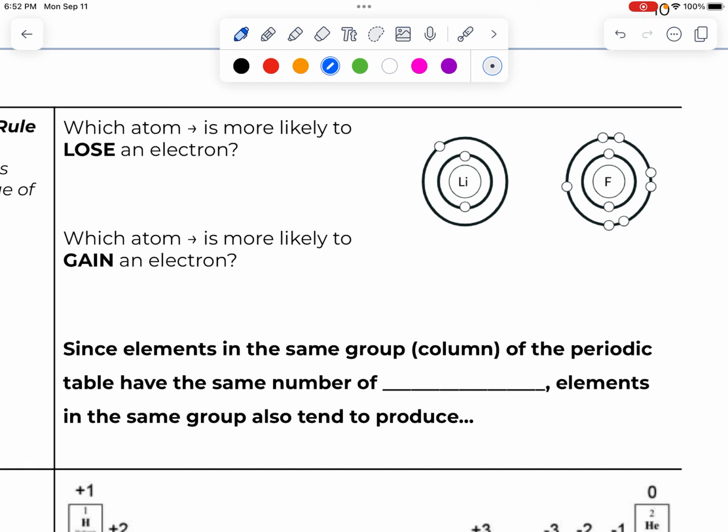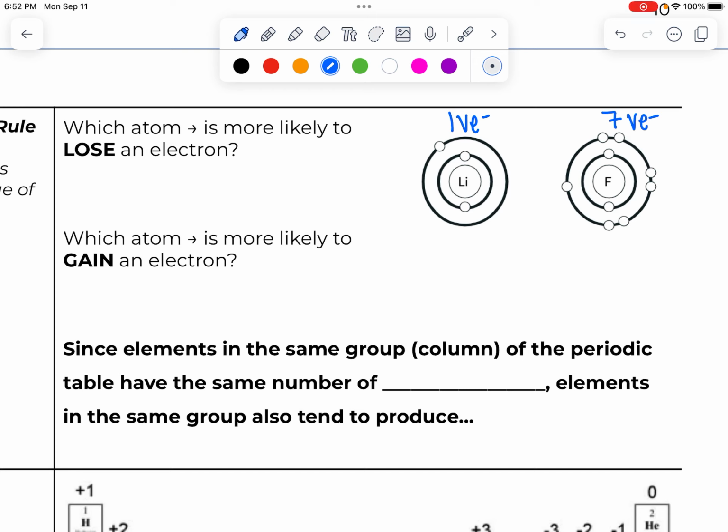Hopefully you said it's going to be lithium. Lithium has 1 valence electron. Fluorine has 7 valence electrons. If the whole goal here is to fill the octet rule, to become more stable by having a filled valence shell, fluorine would only have to gain 1 in order to take that electron in and become stable. Or it would have to lose 7 to go down to the n equals 1 energy level. Lithium would only have to lose 1, and then its valence shell, its outermost shell, would be n equals 1, and that's filled with 2 electrons.